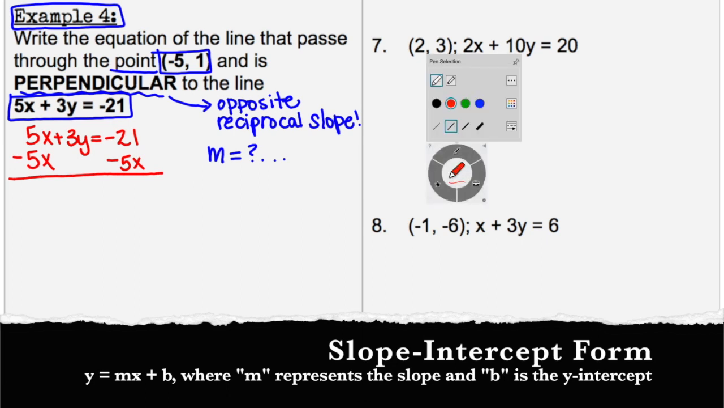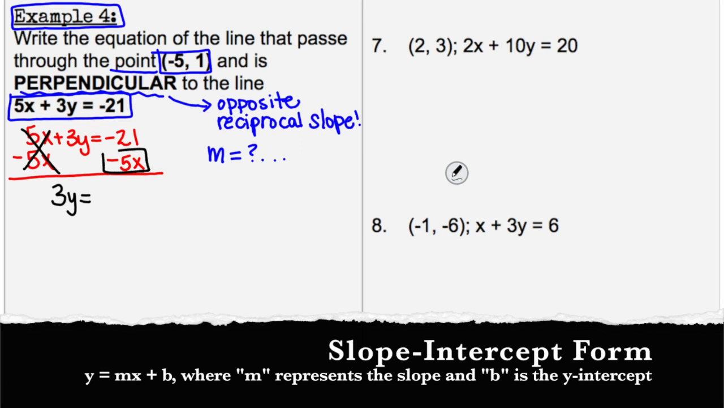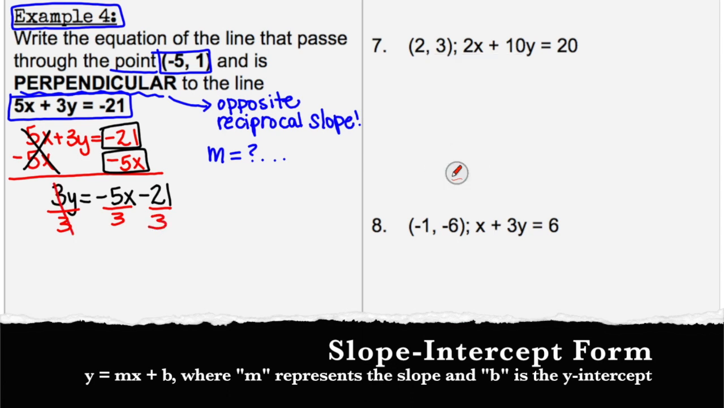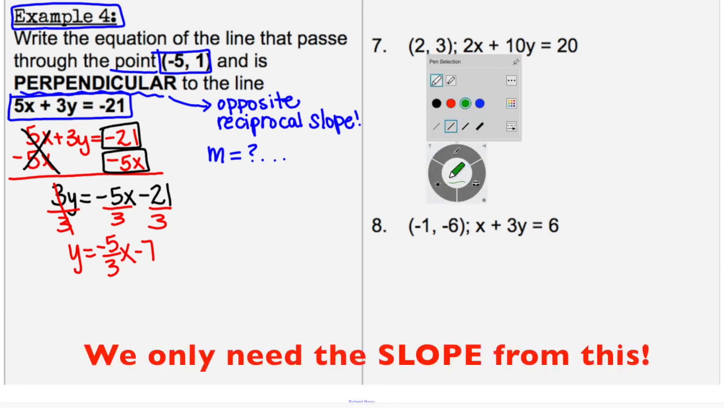Doing that, 5x minus 5x is going to cancel out, and you just have that positive 3y on the left side. On the right side, we have both of those terms, the negative 5x and the negative 21. We still want to get that y term completely by itself, so we need to get rid of that coefficient of 3 by dividing every term by 3. So we get y is equal to negative 5/3 x, and negative 21 divided by 3 is negative 7. And remember, this isn't what we want. This is still our original equation.